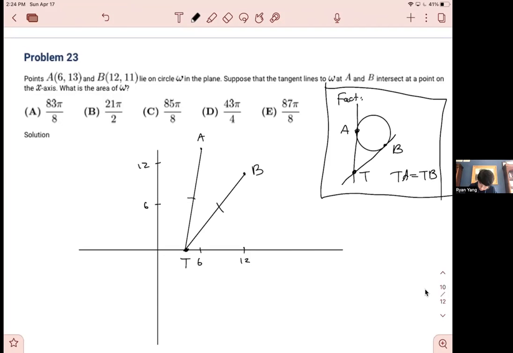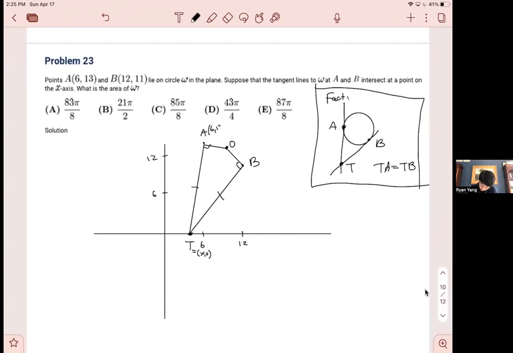And once we get this, we can draw in the line perpendicular to both of these tangents, and this gives us the center of omega. But how do we find T? If we let T be the point (x, 0), then we just want the condition that TA is equal to TB. So TA squared is equal to TB squared. So (6 minus x) squared plus 13 squared equals (12 minus x) squared plus 11 squared.